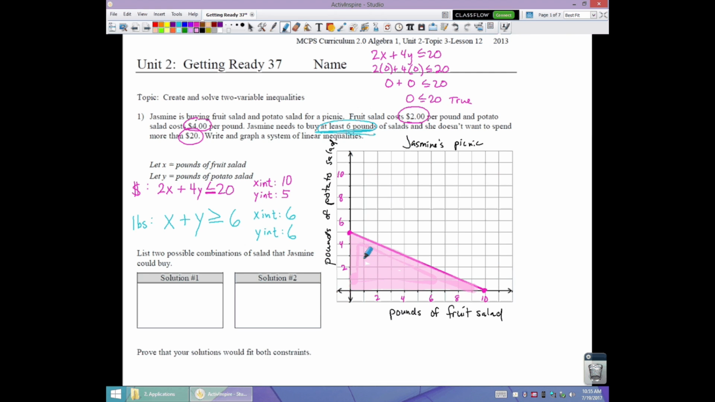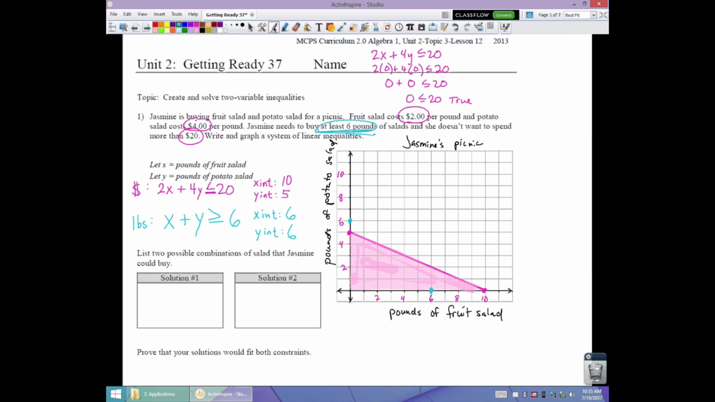Okay? So everything that I've just made pink, including the line, are possible combinations of fruit salad and potato salad that would cost $20 or less. Okay, that's what the pink section is. Now let's do our blue one, which is about amounts of salads. So both intercepts are 6. So one blue dot on 6 here, one blue dot on 6 here.